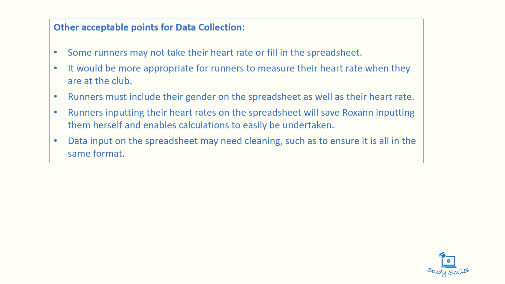For example, some runners may not take their heart rate or fill in the spreadsheet. It would be more appropriate for runners to measure their heart rate when they are at the club. Runners must include their gender on the spreadsheet as well as their heart rate. Runners inputting their heart rates on the spreadsheet will save Roxanne inputting them herself and enables calculations to easily be undertaken. And data input on the spreadsheet may need cleaning, such as to ensure it is all in the same format. And each of these bullet points would gain 1 mark, obviously up to the maximum of 3 available for this element of the question.